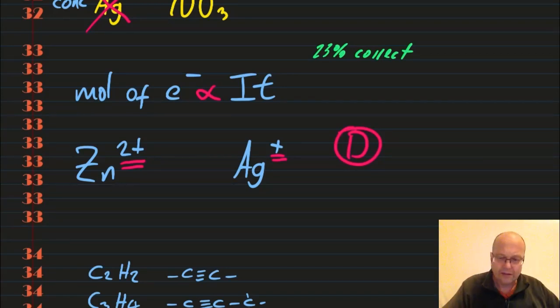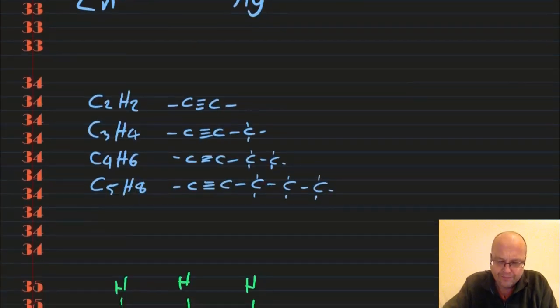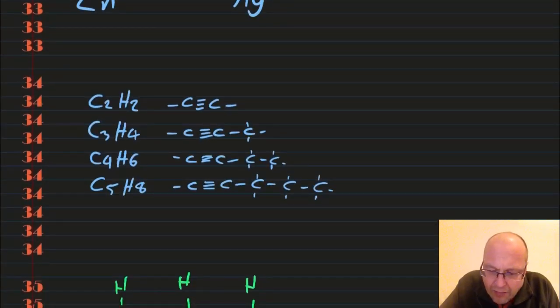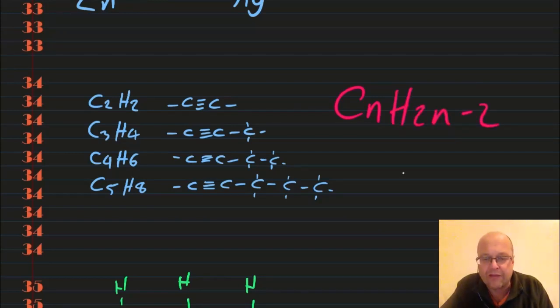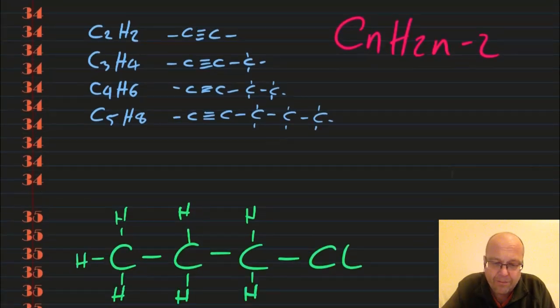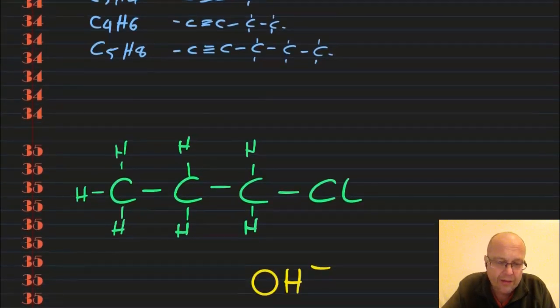34, the alkynes. Every carbon's got 4 bonds. Every hydrogen's got 1. So maybe you just memorized it. CnH2n-2 is the one for the alkynes. There's basically 3 you're expected to memorize. CnH2n+2 is the alkanes. CnH2n is the alkenes, also the cycloalkanes. And this one here, the alkynes. Alrighty.